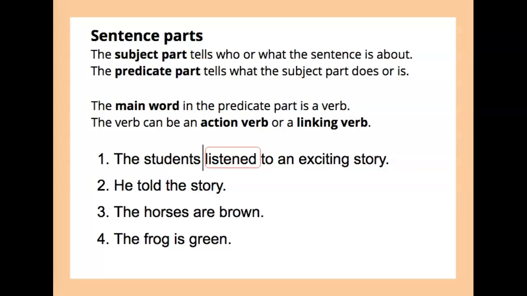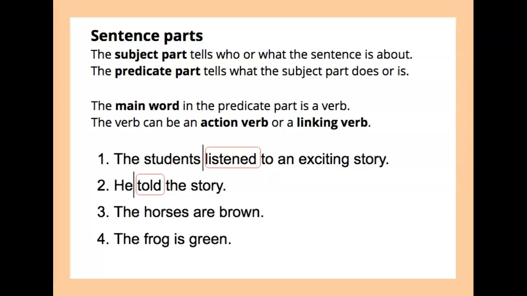Number 2, he told the story. Where do we draw the line to split the subject part and the predicate part? The sentence is about he, so he is the subject part. Told the story shows what the subject part is doing. So we draw the line between he and told. Then what's the main word in the predicate part? The main word is the verb, so it is told.